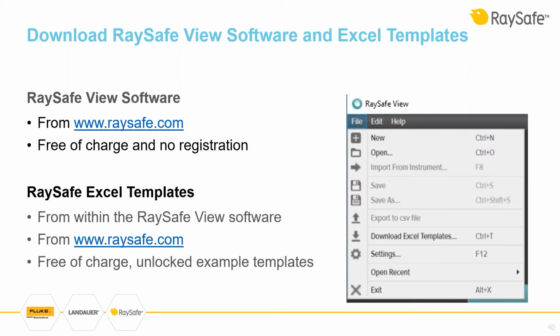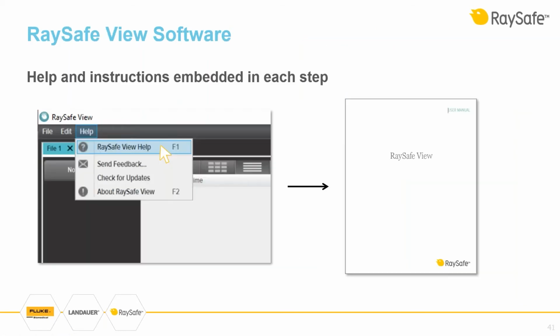By hitting the File button. The templates are meant to serve as an example, and they will give you inspiration and help you build your own templates. They are all unlocked with all the calculations for you to see and to copy and to do whatever you like. The manual of the RaySafe View can also be found on the web page, but it can also be found in the software if we just click on Help, and it will open our RaySafe View manual.